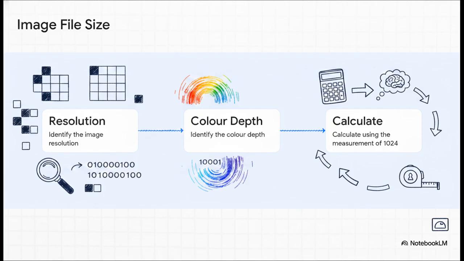Once you have those, you just run your calculation. But remember our golden rule? You always divide by 1024 to scale your units properly, making absolutely sure your final answer matches the specific unit you're looking for, like megabytes.